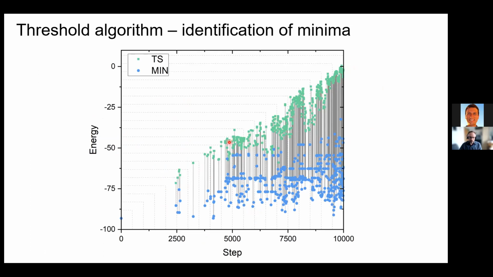This is for one of the first molecular crystals we applied this to. We increase the lid here in increments of 5 kilojoules per mole, and we're allowing sort of thousands of potential steps before we increase the lid to the next lid energy level.